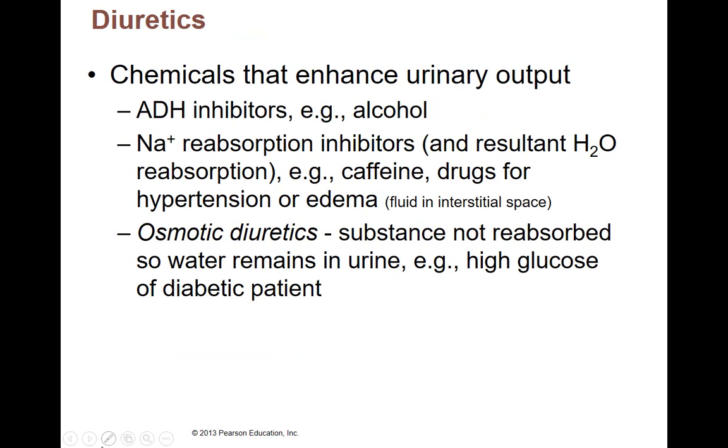Now, a diuretic. These are things that enhance urinary output, meaning we now want to pee. Any type of diuretic. Anti-diuretic inhibitors. An anti-diuretic is anti-pee. Well, now we want to pee, so we have an anti-diuretic inhibitor. We talked about it last time. Alcohol is an anti-diuretic inhibitor, which means it would now enhance urinary output, and you have to urinate all the time.